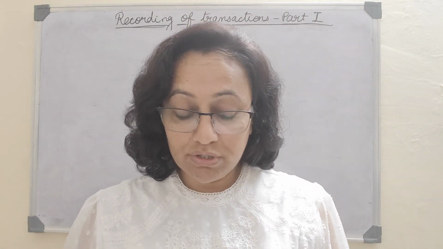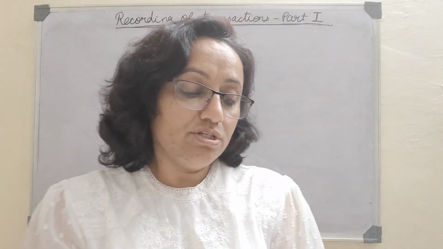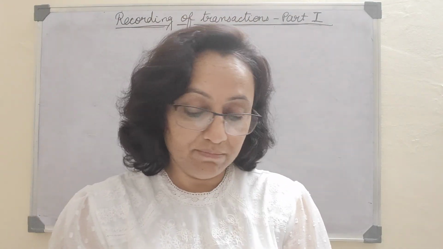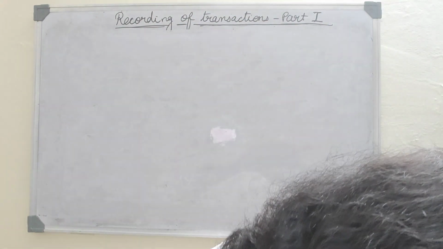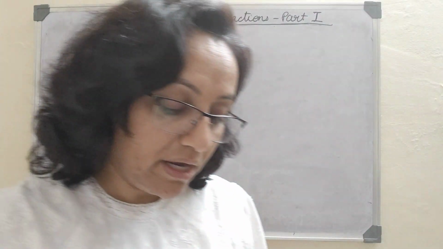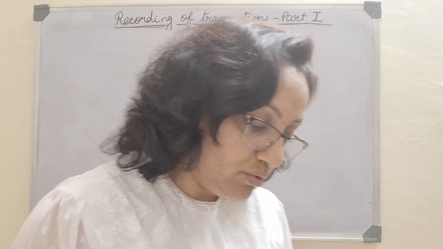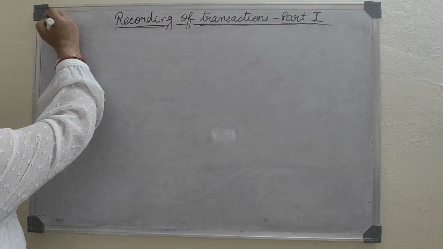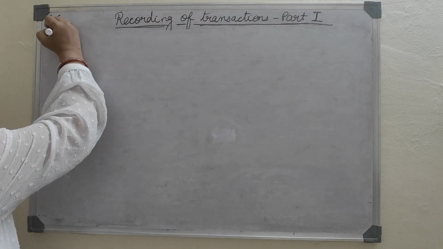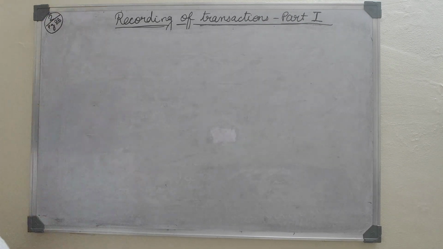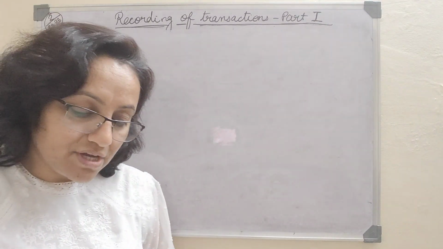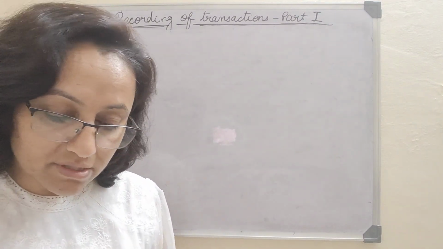Now we come to the second question. The second question is also quite simple and easy, but there is a twist in one of the transactions. Let us see. Prepare the accounting equation from the following. I am on question number 2, page number 88. The first transaction says Kunal started business with cash.